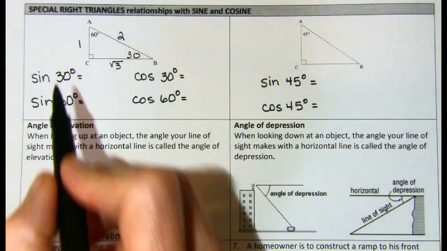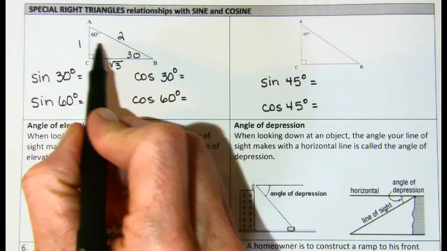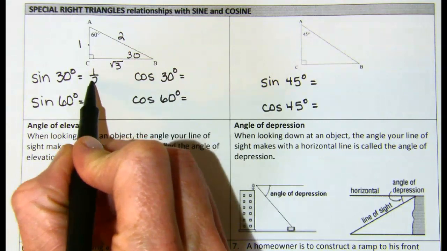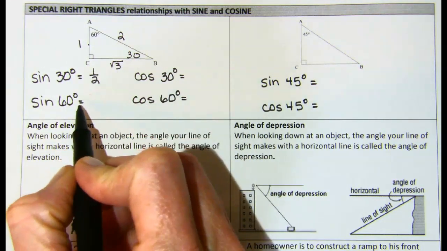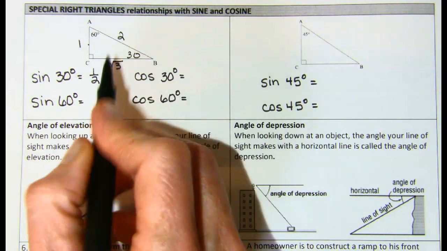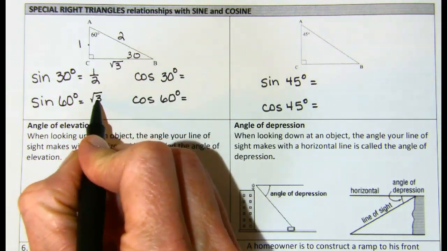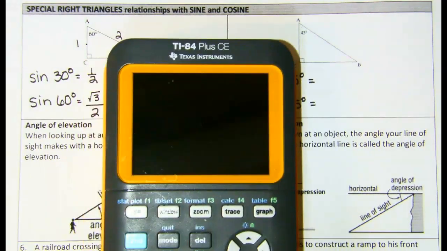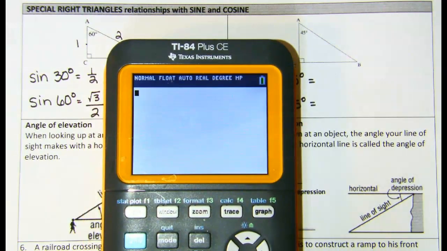So if I do sine 30, that is going to be opposite over the hypotenuse, so there is the 1/2. If I do sine 60 degrees, that is opposite over the hypotenuse, which is square root 3 divided by 2. And to show you what that is on our calculator, square root 3 divided by 2 is the 0.8660 number.